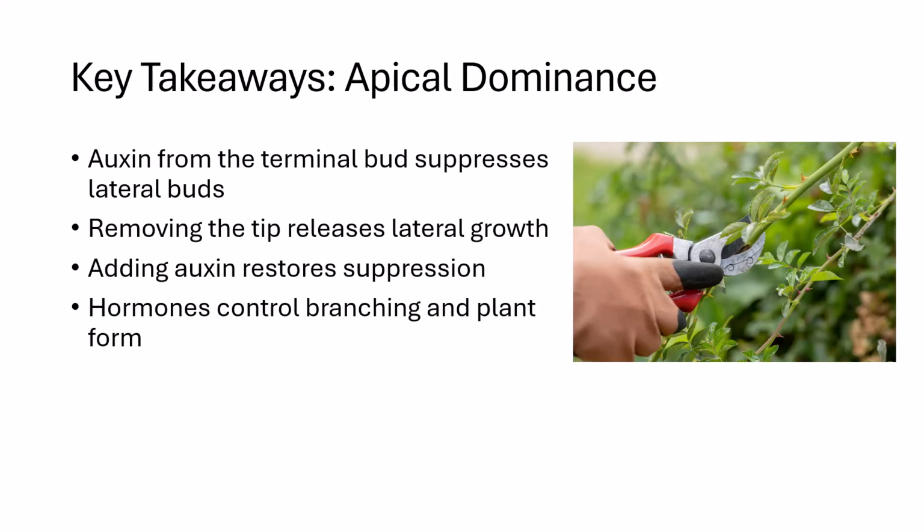The key takeaway from this activity is that auxin from the terminal bud suppresses lateral bud growth. When the tip is removed, lateral buds are released and begin to grow. When auxin is added back, that suppression returns. This is a clear example of how plant hormones regulate branching patterns and overall plant form, not just how fast a plant grows.